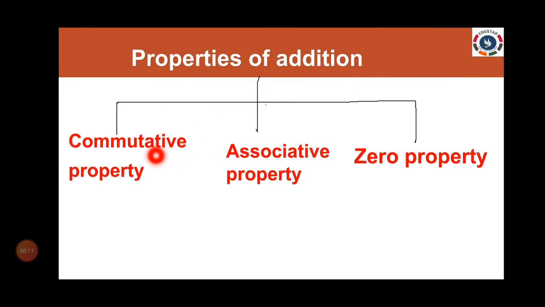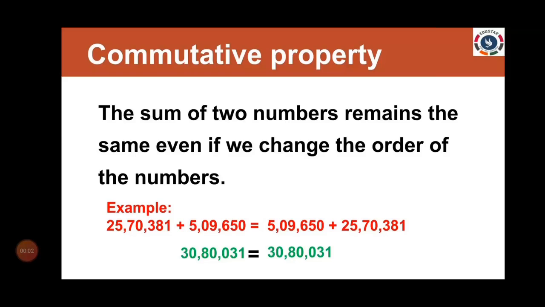We are having 3 properties. First one, commutative property; second one, associative property; third one, zero property. So now we are going to explain again about these properties. Commutative property: the sum of two numbers remains the same even if we change the order of the numbers.